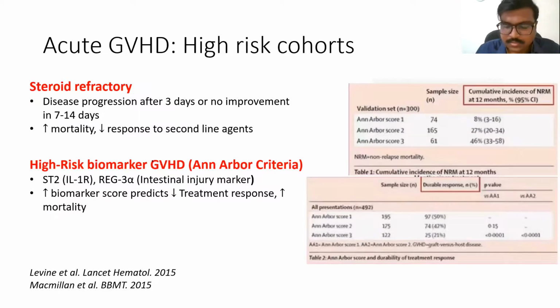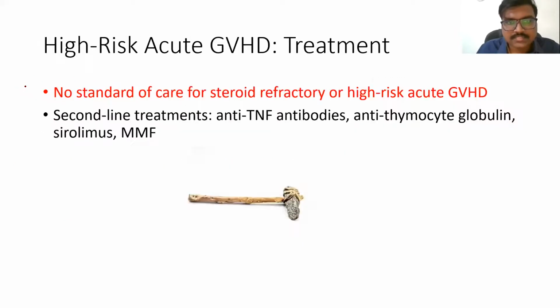So, there is a quest to develop biomarkers which can predict the response. When there is intestinal injury, there are some mediators released, for example, REG3 alpha, and there are some markers of T cell activation like interleukin 1R. So these markers, in various combinations, have been found to predict a decreased treatment response and increased mortality. So these are the two groups: before starting steroid, we know that these are the high risk patients. After starting steroid, if they don't respond, they are considered steroid refractory, and these are the high risk cohort. So how do we manage this high risk cohort?